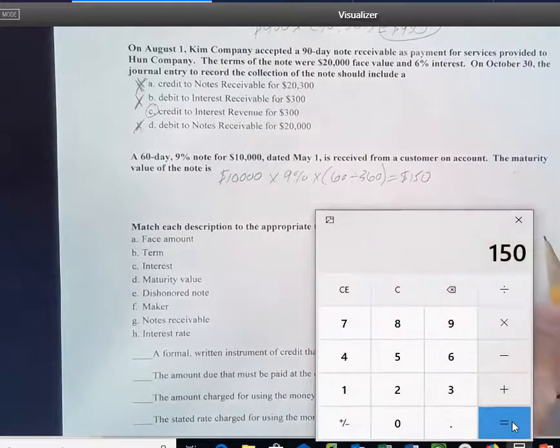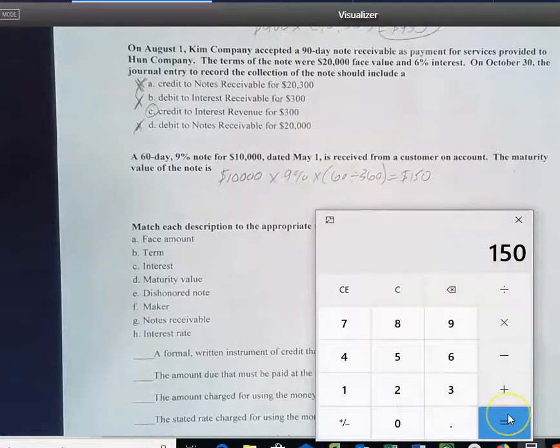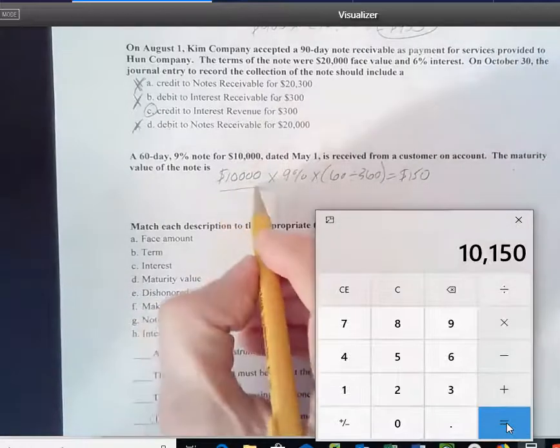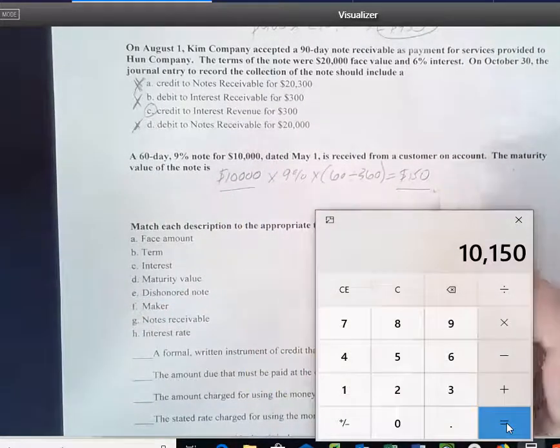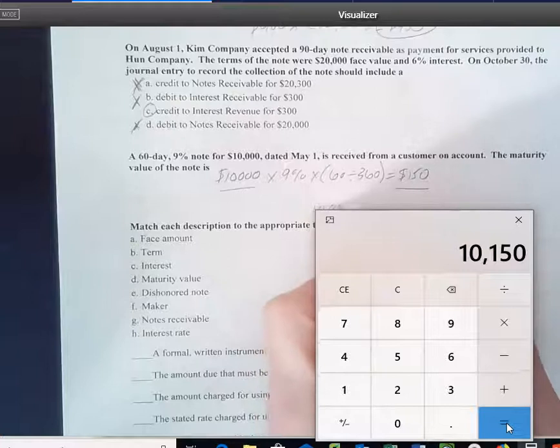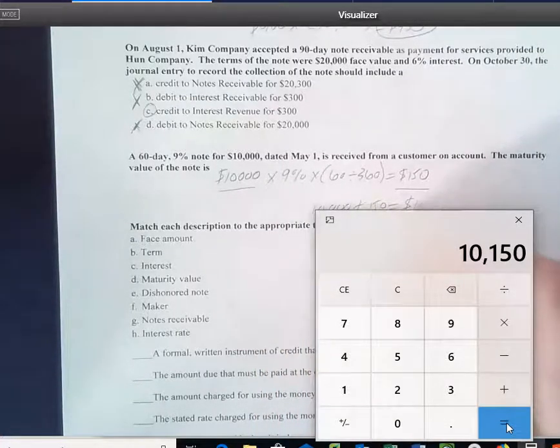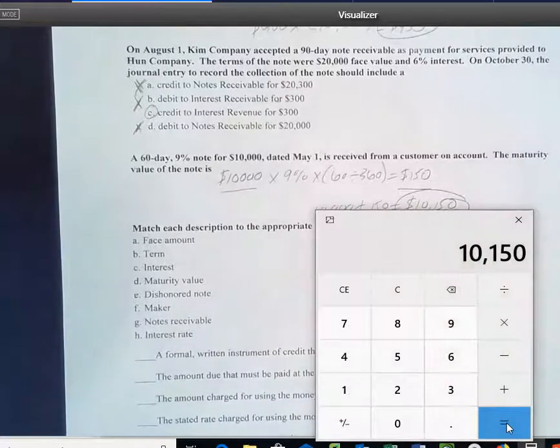Okay, but that's not what the question is asking us for. So all we do once we've calculated our amount of interest is we simply add the face value to that. This number here and this number here together equals our maturity value of $10,150.